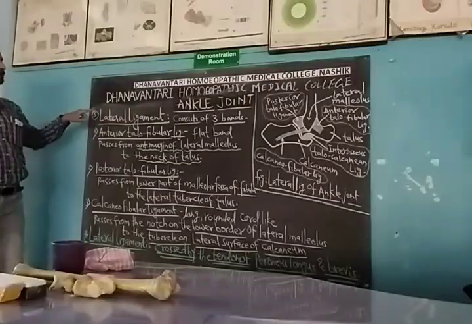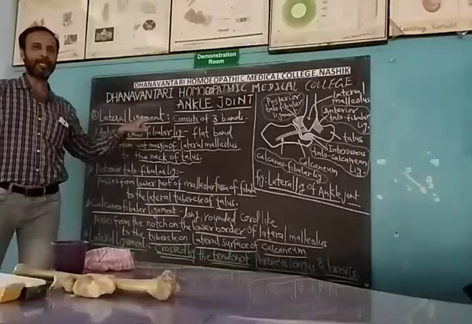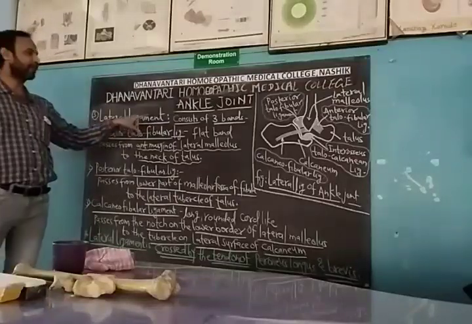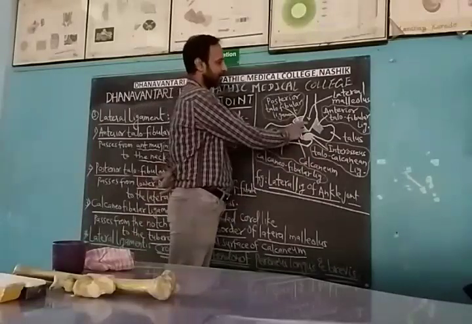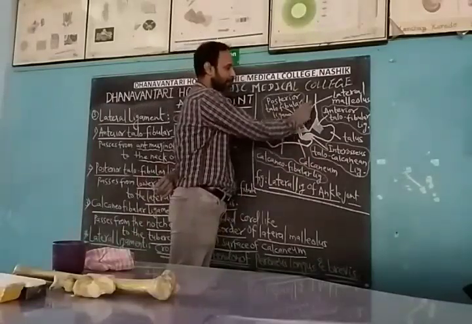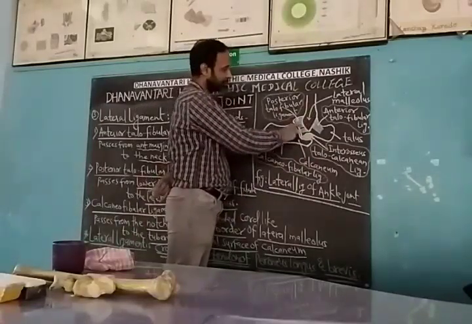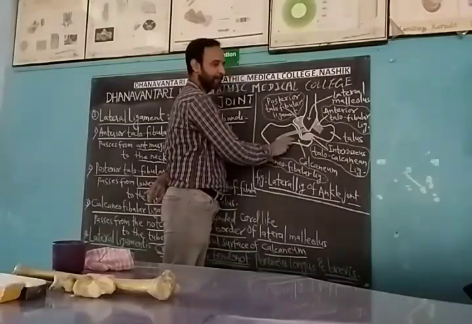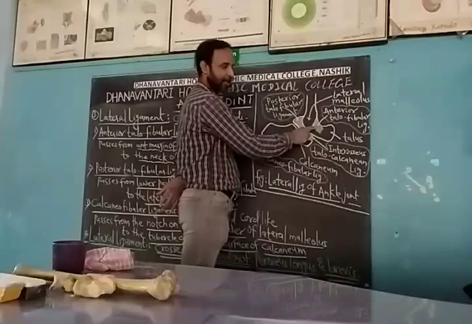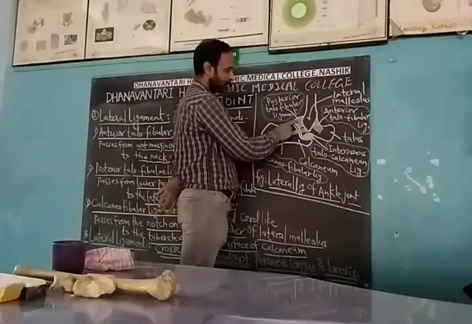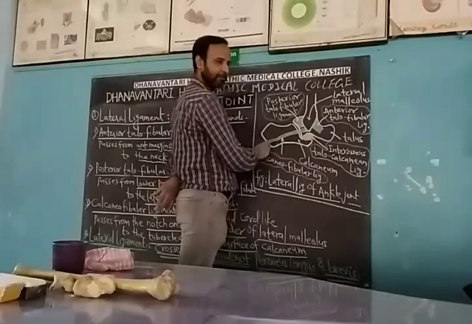Now the next part, the third ligament we are learning, is the lateral ligament. The lateral ligament consists of three bands. As we can see in this diagram, this is the lateral malleolus of the fibula, this is the talus bone, and this is the calcaneum. The three bands of the lateral ligament are the anterior, the posterior, and the talocalcaneal.